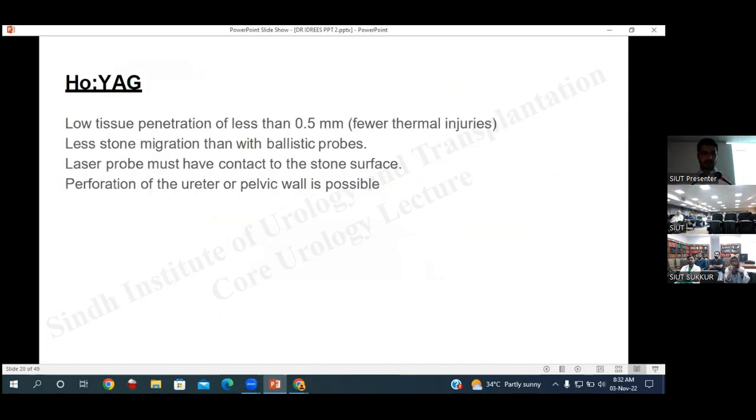And Holmium YAG has low tissue penetration of less than 0.5 mm, few thermal injuries, and less stone migration than a ballistic probe. The laser probe must be in contact with the stone surface. Perforation of the ureteral and pelvic wall is possible.